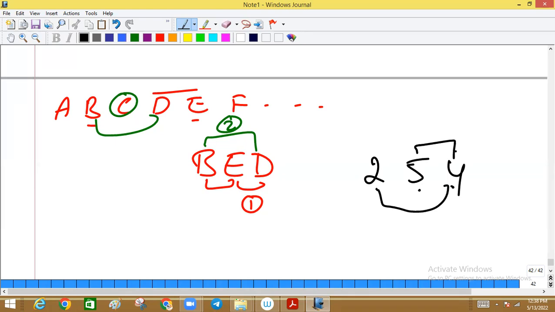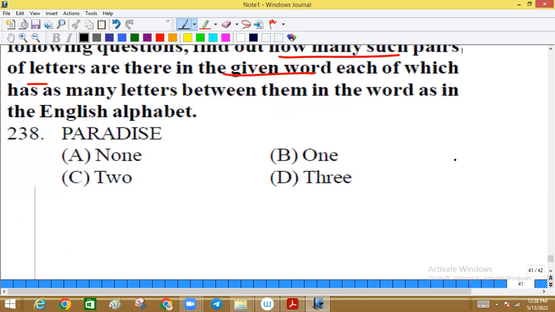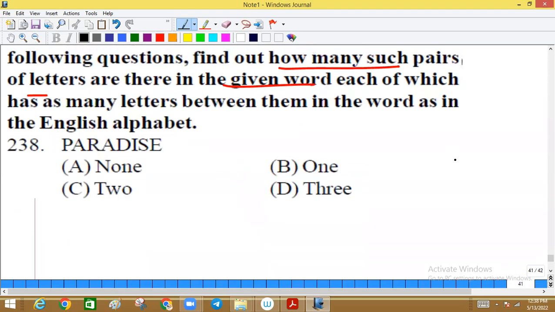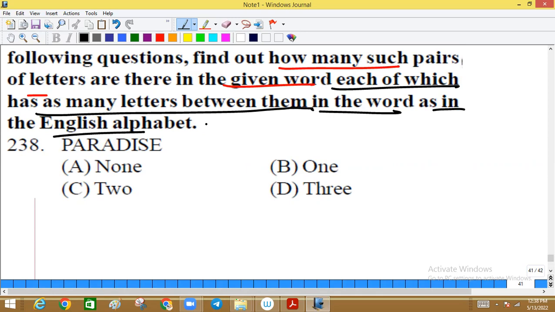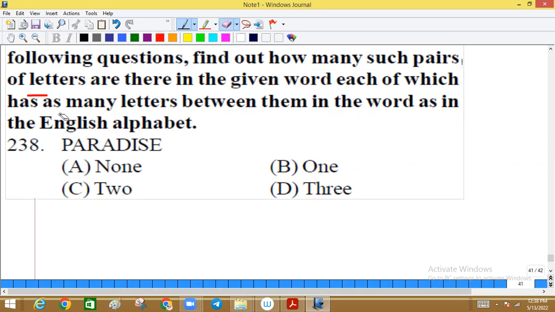Got the logic? Will you do it now? Okay, start with this question. Paradise. Find out how many such pairs of letters are there in the given word, each of which has as many letters between them in the word as in the English alphabet. Now I think you understood what exactly it is asking. So first you try to answer, then I will answer it. You take any pair of letters in the word. This gap, how many letters are there in this word? Actually, the same thing should be there in the actual alphabet.